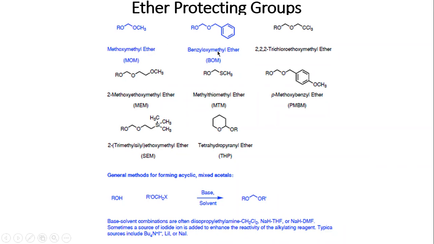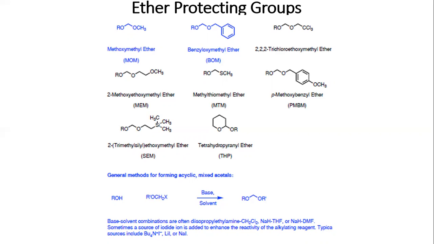BOM group, benzyloxymethyl ether. THP is also another one that's pretty widely used, and then the MEM, 2-methoxyethoxymethyl ether. This is also one that's heavily used. And the general method for adding them is that there's an alkyl halide substituent somewhere on that ether that can be used as an electrophile.